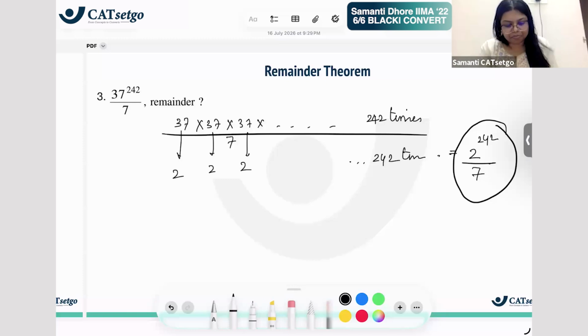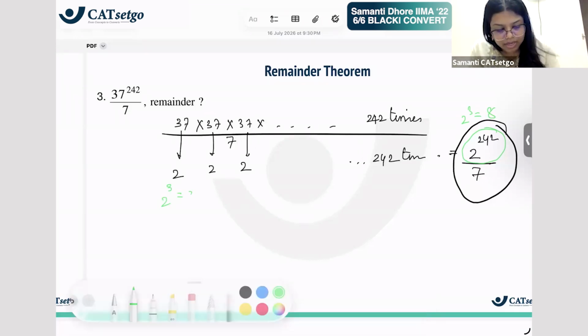I will tell you what is the way. What I'm going to do is find a way so that I can make some multiple around 7, some number near a multiple of 7. So I know 2 cube is 8. If I'm able to convert this 2 raised to 242 into 8 raised to something, then I'll get my answer, right? So 2 raised to 3 I know is 8.